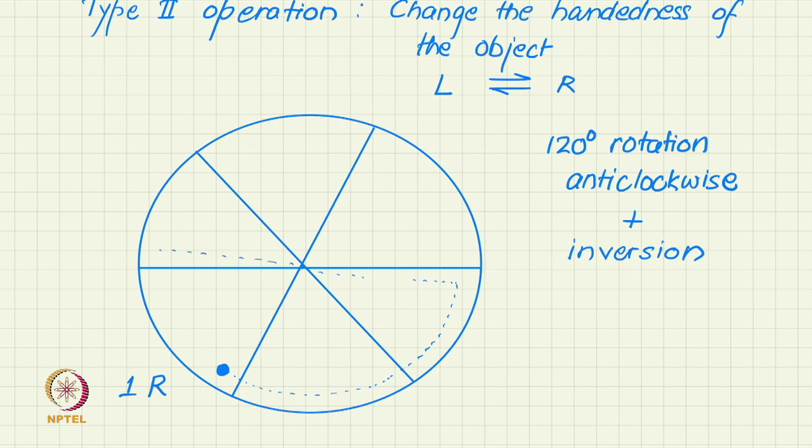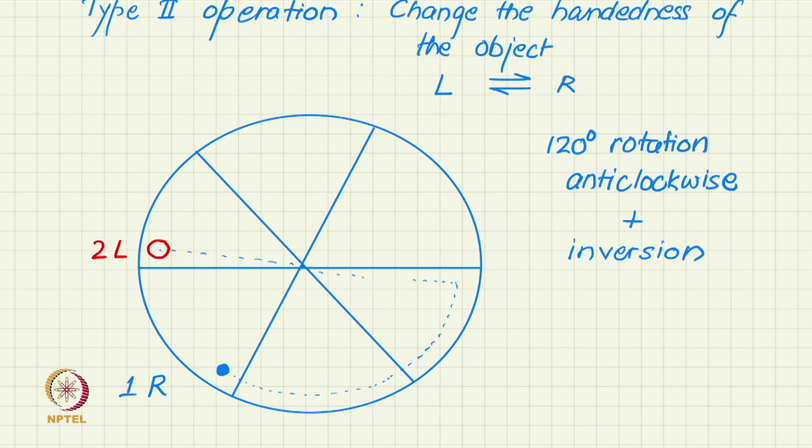So, it will go there after inversion, and since it was above the plane, now it goes below the plane, and since it was right handed, by inversion it will become left handed. So, to show left handed I use red color, and to show that it is now below the plane I am using an open circle. So this is the second position, and I now have a left-handed object sitting there. So this is one operation of threefold roto inversion.